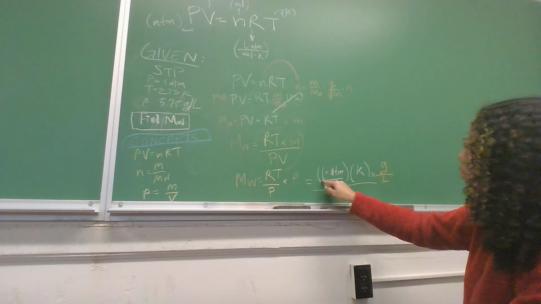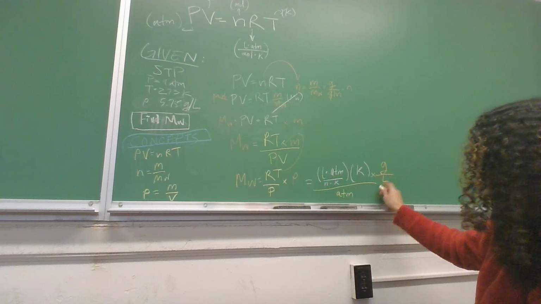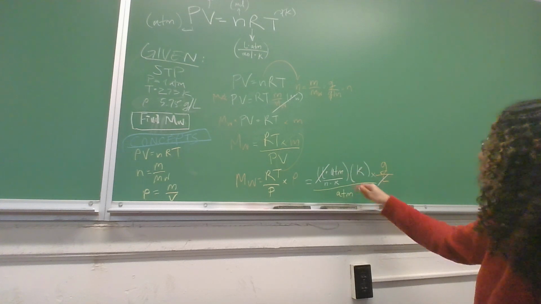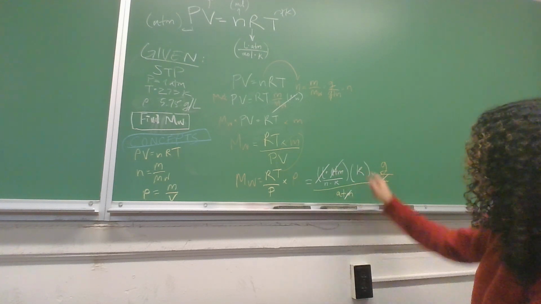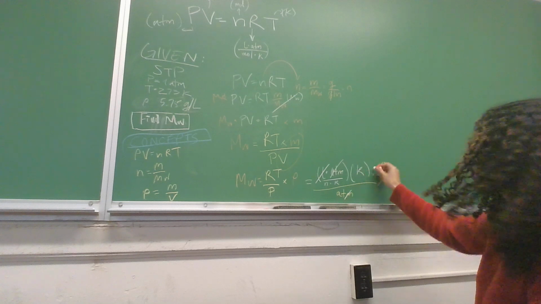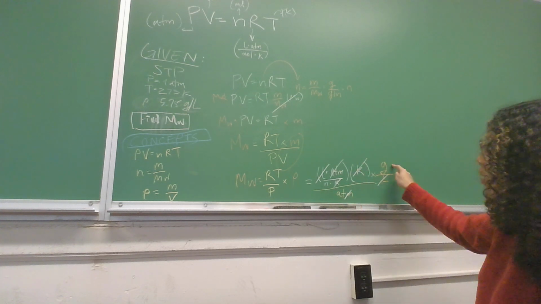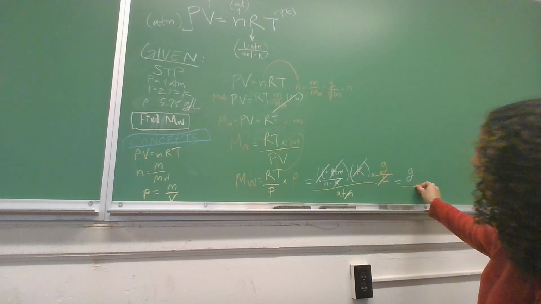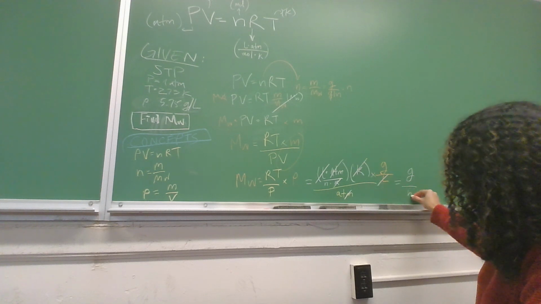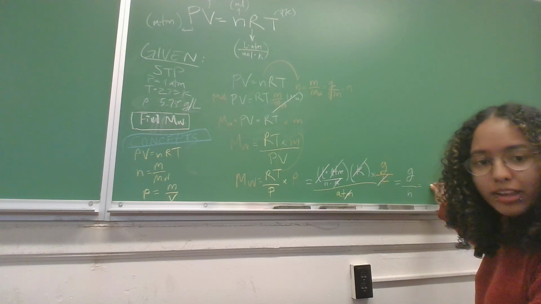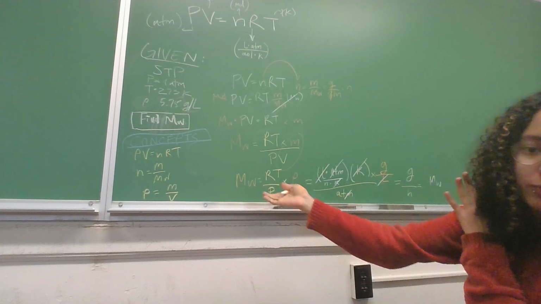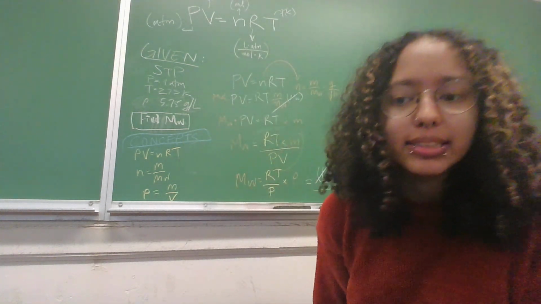So I hope that you are sort of seeing it. If you see that this is on top, this is on the bottom, just cancel it out. Liters is at the top and at the bottom, you cancel it out. Atmosphere is at the top and at the bottom, you cancel it out. And then Kelvin, this is at the top, this is at the bottom, you cancel it out. So then you're left with what? You're left with grams at the top and moles at the bottom. And you know that grams over mole equals molecular weight. And that's how you solve this problem. I hope that it was helpful.